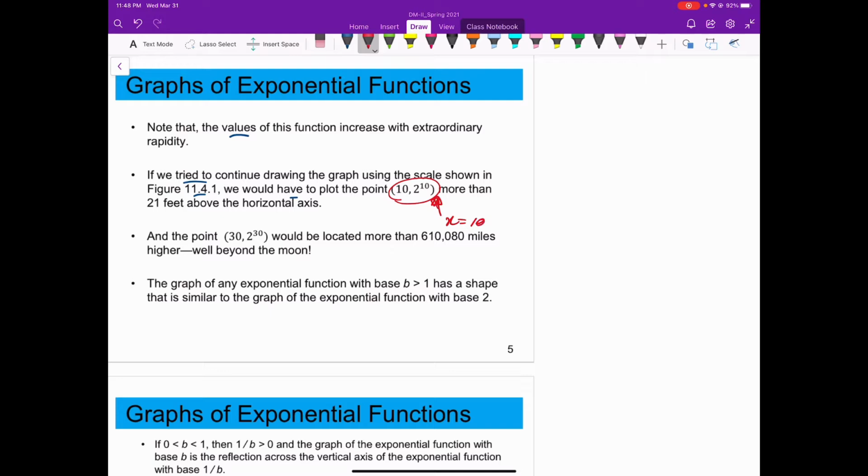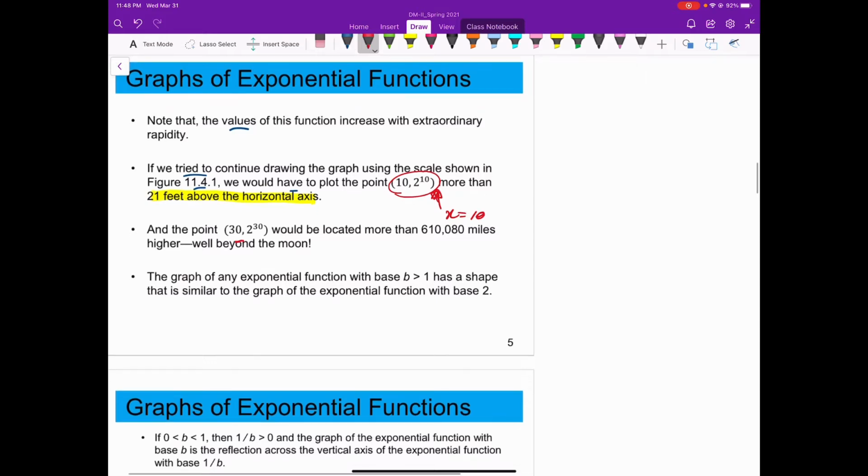You have to draw this point when x equals 10, 1 feet above the horizontal axis. All right, then go to the next point. At the point 30 comma 2 to the power 30, that means x equals 30, would be located more than this many miles higher. Actually, that is beyond the moon. That is beyond the height of the moon. All right, you can see how rapidly it grows. When x equals 30, the point is well above the moon. So it is growing very rapidly.